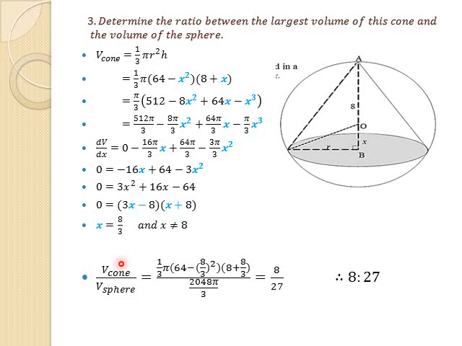So we put in the volume of the cone now, the maximum volume over the volume of the sphere. 1 over 3, 64 minus 8 over 3 squared, 8 plus 8 over 3. We must have the volume of the sphere from the first problem as 2048 pi over 3. That on a calculator simplifies to 8 over 27. So the ratio is 8 to 27.